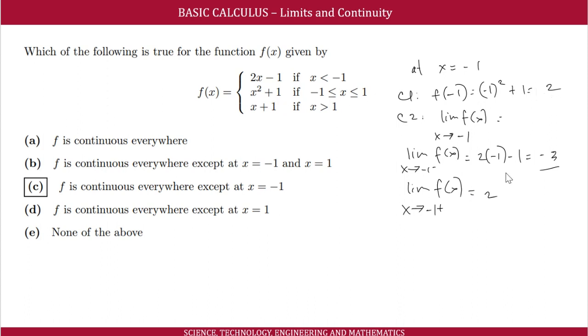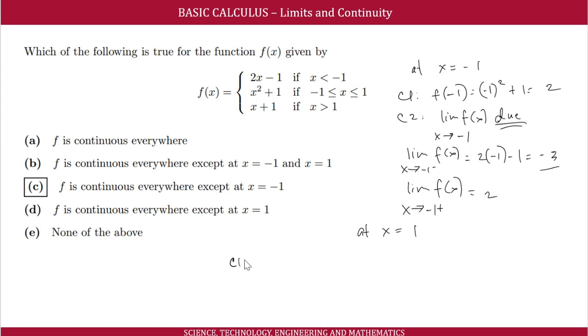As you can see, the left and right are not equal. So therefore, we can say that the limit of the function does not exist at x equals -1. So we can say that the given function is discontinuous at x equals -1. Next one. How about at x equals 1?